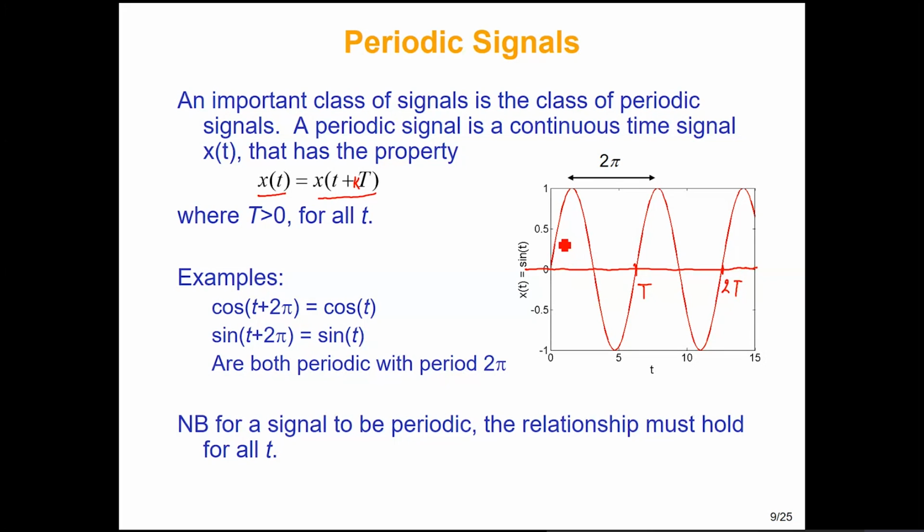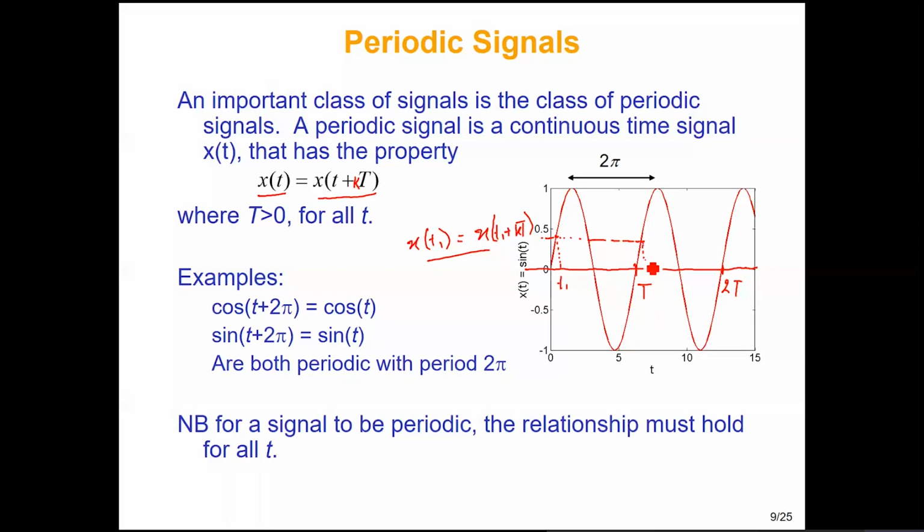So whatever value is there at any particular time interval, let's say t1, whatever value is there at x of t1, the same value will be there at the time interval t1 plus any multiple of T. So this is how we define a periodic signal.